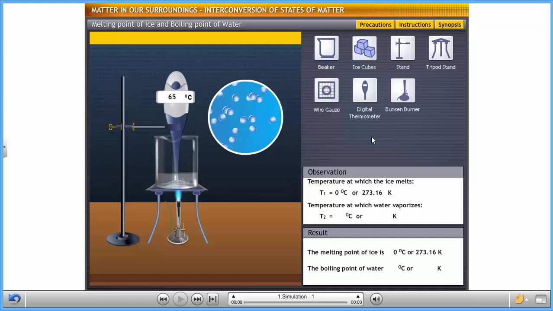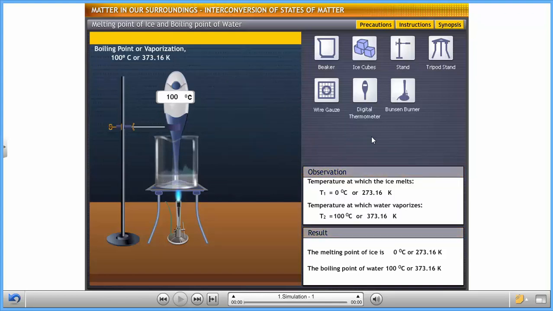A block of ice, which is the solid phase of water, is then heated to its melting point at 0 degrees Celsius, and again further heated to its boiling point at 100 degrees Celsius to release water vapor. Thus, the temperature at which the ice melts is 0 degrees Celsius, and the temperature at which water vaporizes is 100 degrees Celsius.